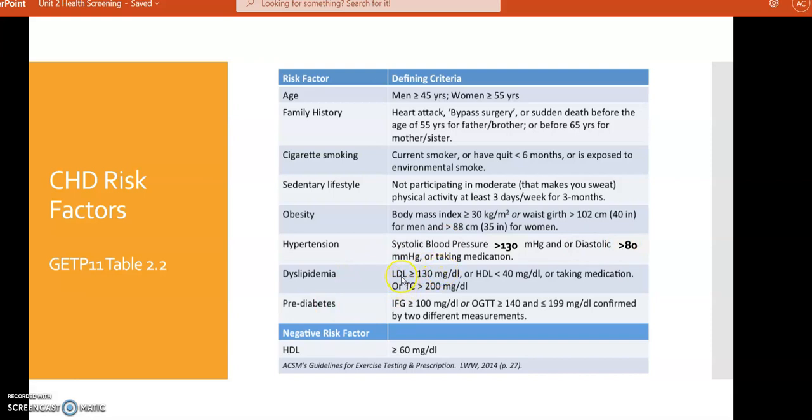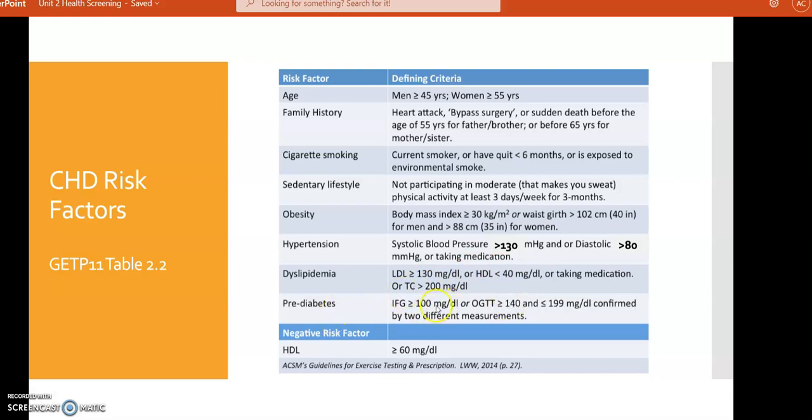Dyslipidemia: LDL, which is your low density lipoproteins, your bad cholesterol. If it's over 130, that's a problem. Notice for HDL, it's a less than. We want HDL, that's our high density lipoproteins, our good cholesterol, to be higher. We want it to be over 40 at least. And you'll notice down here that if our HDL is over 60, that counts for us. That's a positive. So we want our HDL to be high and our LDL and total cholesterol to be low.